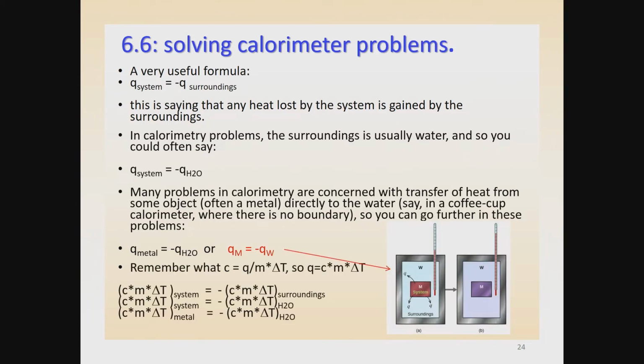Now, another thing you can do with these calorimetry problems is, if you need to, and this will have to be done most of the time, you will remember that Q is equal to the specific heat capacity of that matter times the mass of the matter times the temperature change of the matter. And so you can apply that to whether the Q is going to be, for example, the system, or the Q is going to be the surroundings. And specifically here, you can apply it to where Q is the metal, or here where Q is the water.